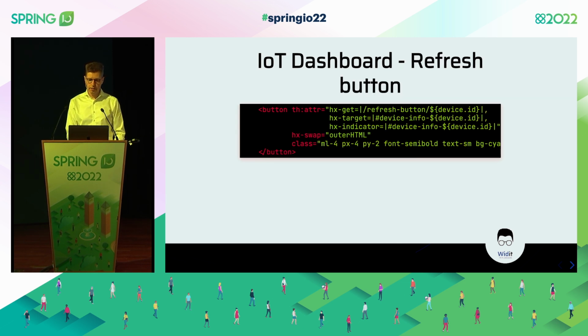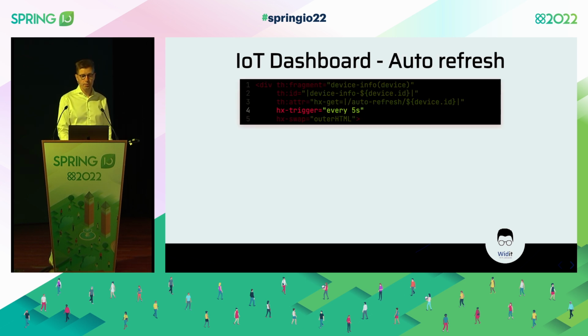For the refresh button, we have the same. But here the target is not ourselves, but the surrounding divs to make sure that everything is refreshed and updated properly. And then the auto refresh, it's just as simple as putting in every 5 seconds or whatever interval you want there. So that's simple.